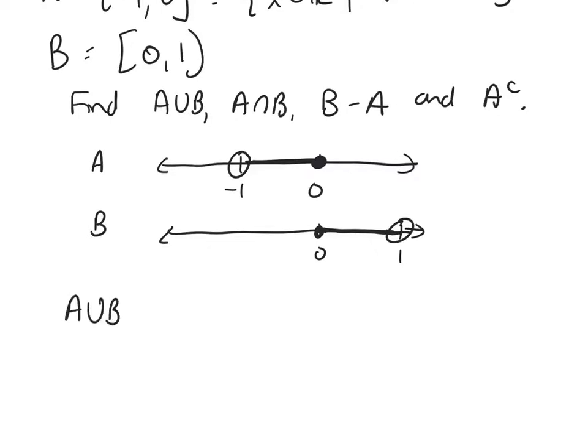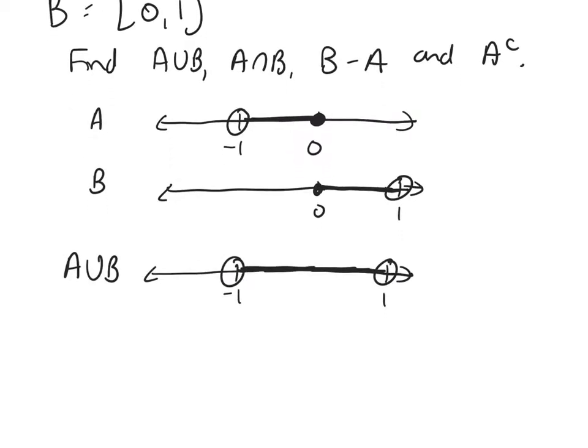So now it makes it a little bit easy. Find A union B. You're just going to put the pictures on top of each other. So what would the combined picture look like? Everything between -1 and 1, not including -1 and not including 1. So if I wrote it in interval notation, A union B, it would be -1 to 1.